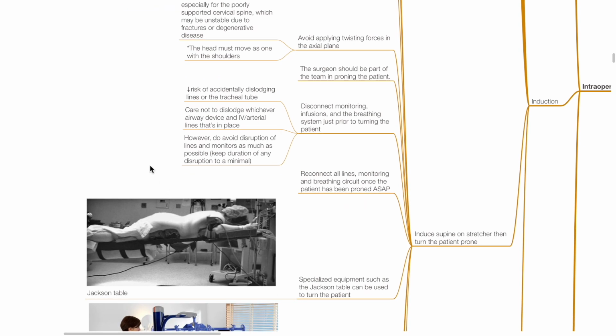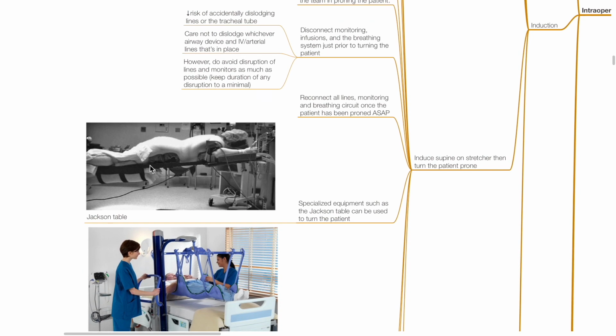Disconnect monitoring, infusions, and the breathing system just prior to turning the patient. This reduces the risk of accidentally dislodging lines or the tracheal tube. Take care not to dislodge whichever airway device and IV or arterial lines are in place. However, do avoid disruption of lines and monitors as much as possible. Keep the duration of any disruption to a minimum. Reconnect all lines, monitoring, and breathing circuit as soon as possible once the patient is prone.